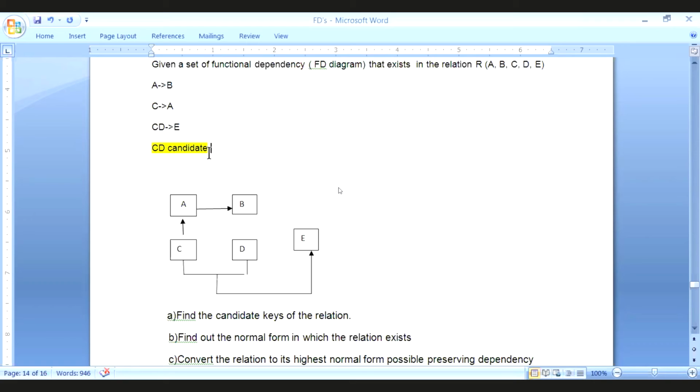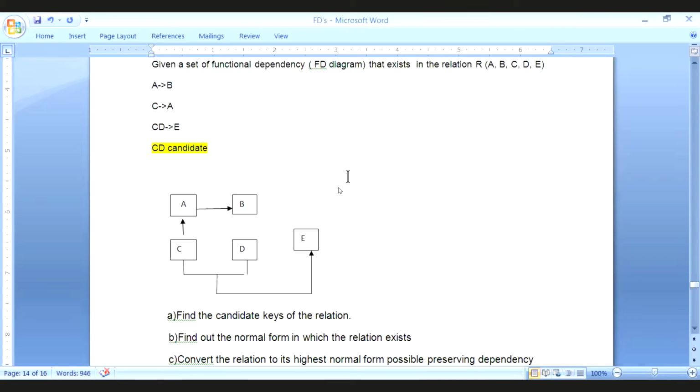It may be only one, or it may not be only one. There may be more than one candidate key in your table. So if you do this step wrong, the other steps will be totally wrong. I won't be able to give marks in the other steps if this step is wrong. So in this step you should be very careful.